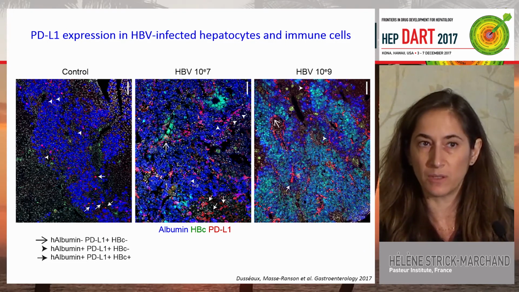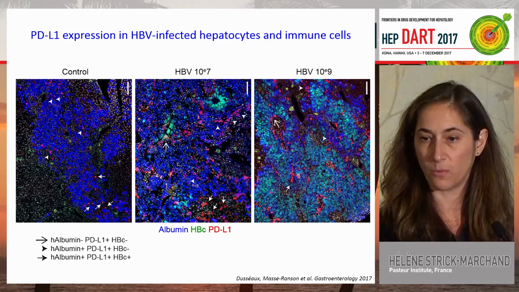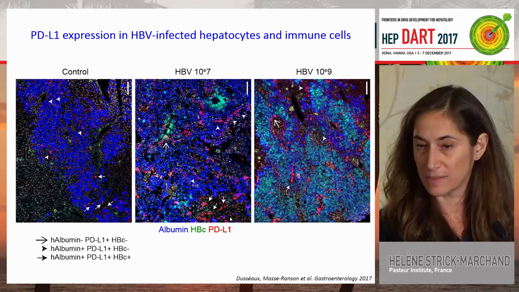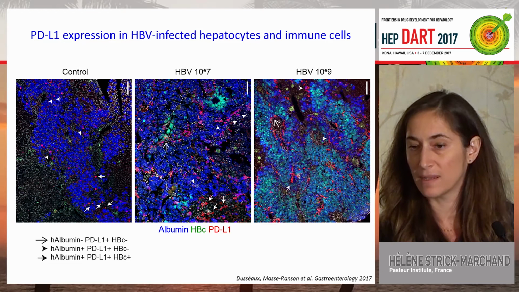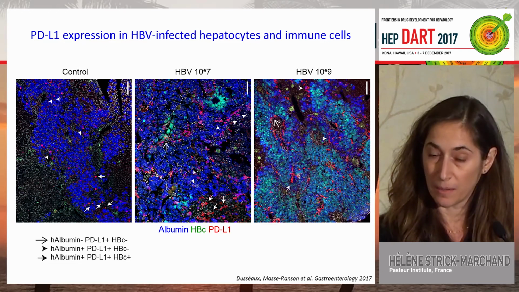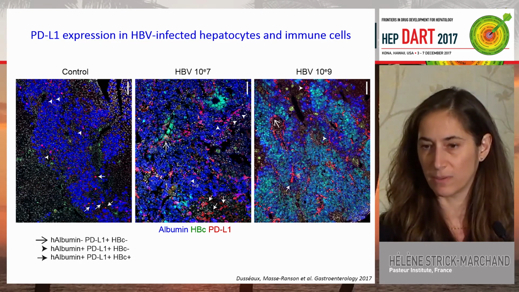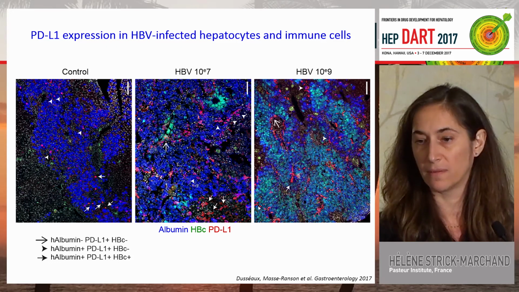We wanted to determine what the ligand expression pattern was on these animals, so we looked in the liver at the PDL1 expression, and we see that PDL1 expressing cells are quite numerous. They're both antigen-presenting cells and hepatocytes that can be co-infected, that are infected with HBV. You see here with the green, blue, and red co-stainings.